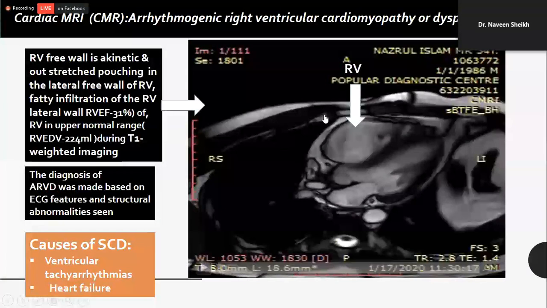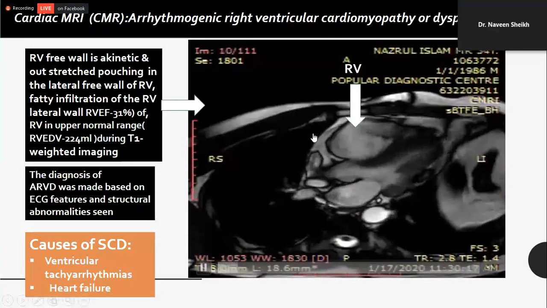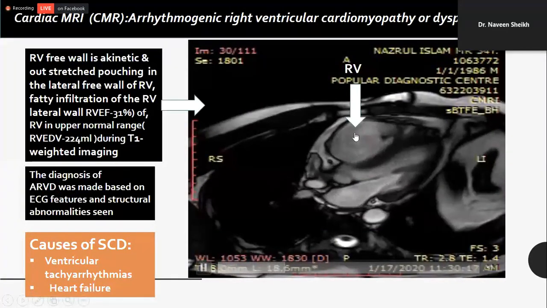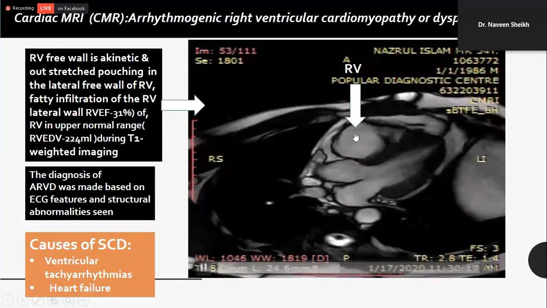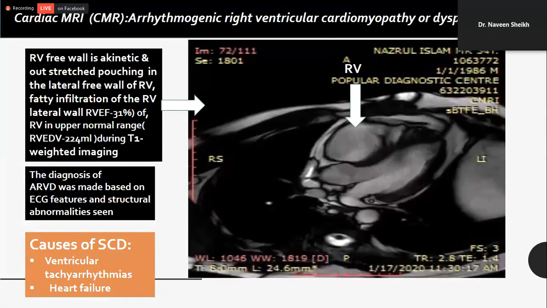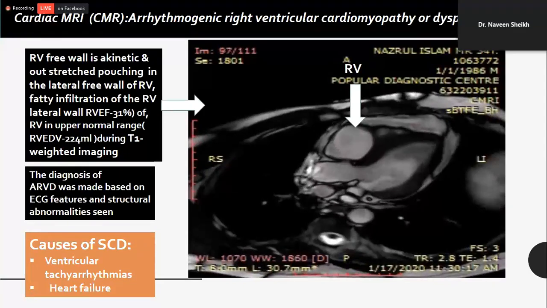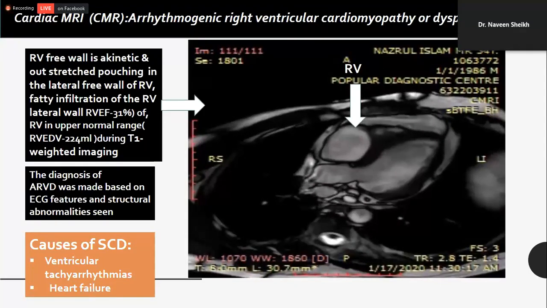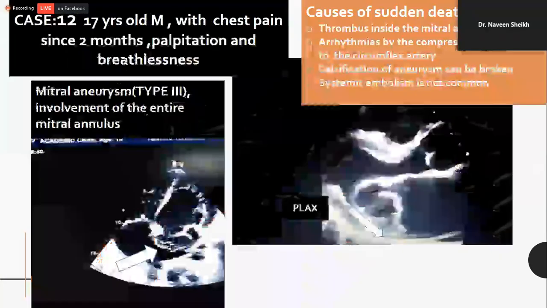To confirm the diagnosis, we did the CMR. CMR is showing the RV wall is akinetic with outpouching in the lateral wall, and also fatty infiltration of the RV lateral wall. So the diagnosis of ARVD was made based on ECG features and structural abnormality. Causes of sudden cardiac death are ventricular tachyarrhythmias or heart failure.